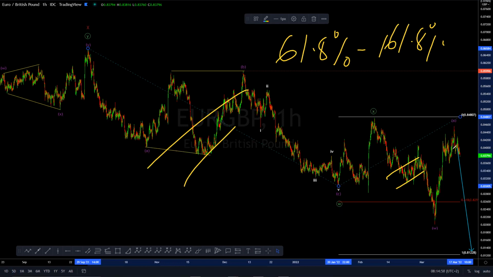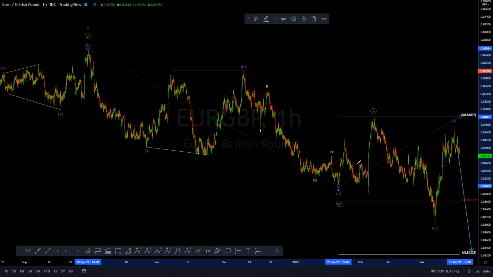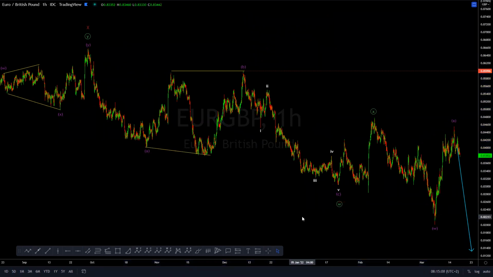So it's possible. Now you want to ask yourself the question, could Y in red really be done here? Or can we expect more downside? If we expect more downside, what about the fact that this looks like an impulse? It looks so impulsive. It could be starting a move to the upside. Are we ignoring that? How do we conclude?